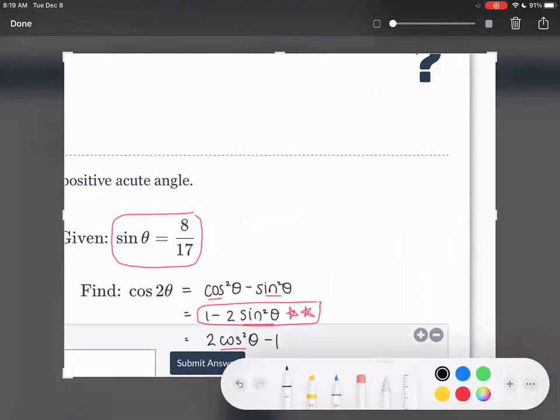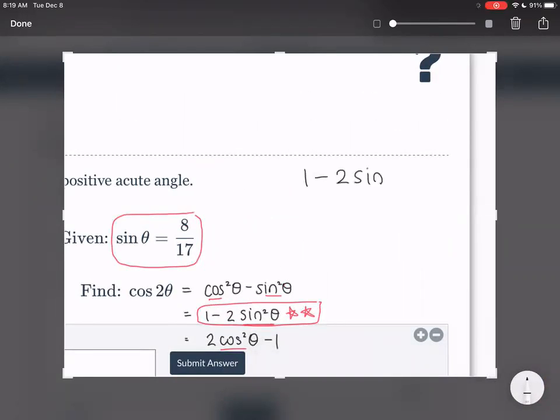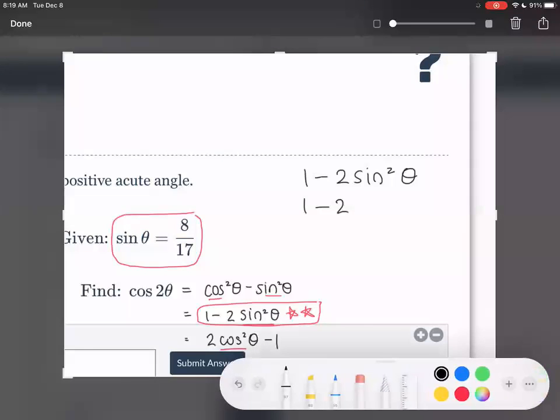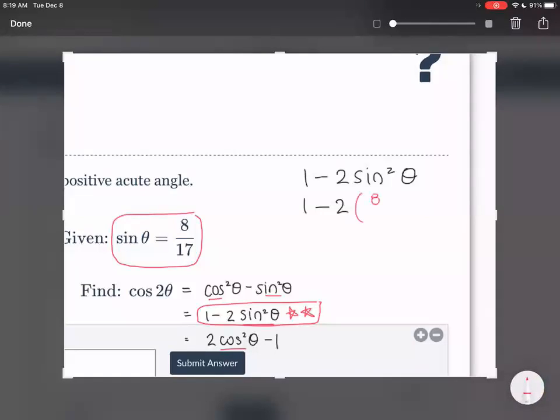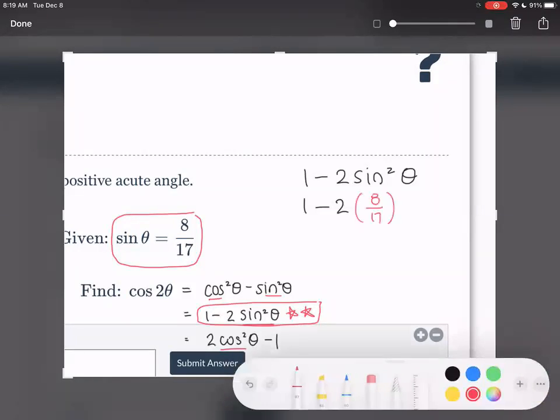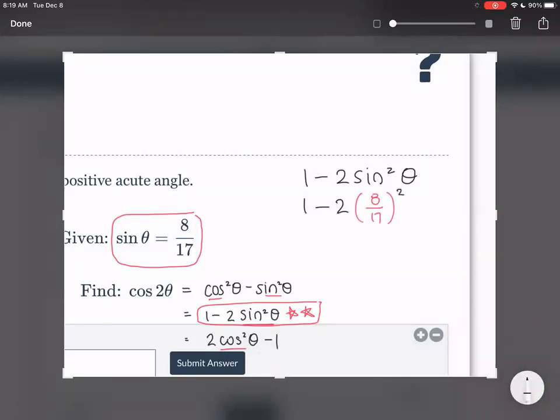So now that we've chosen the 1 minus 2 sine squared theta formula, let's plug stuff in. So we have 1 minus 2, and then sine squared theta just means that we take the 8/17 and we square it. It just means take the sine and square it. Before I simplify this, are there any questions? I'll pause the video so that you guys have time to say something.